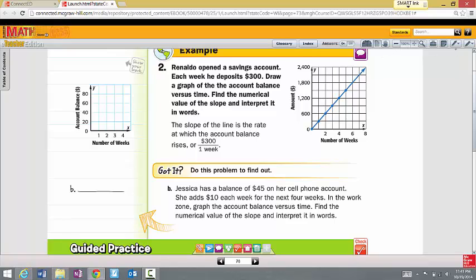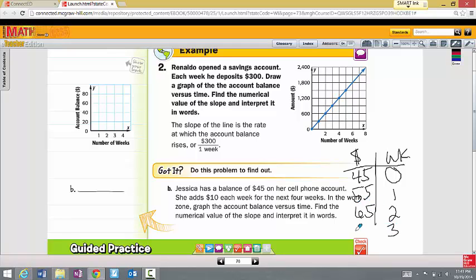The first thing you should do is create a table to organize your data. Okay, so she has a balance of $45 in her cell phone account. So there's the money, and then you have the weeks. So in 0 weeks, she has $45 because that's what she starts with. And then in the first week, it'll be $55 because she adds 10. In the second week, it'll be $65. And then in the third week, it would be $75, and then it would keep going.